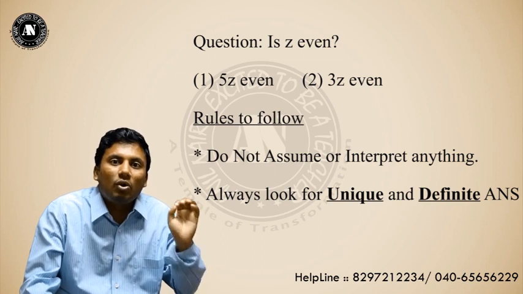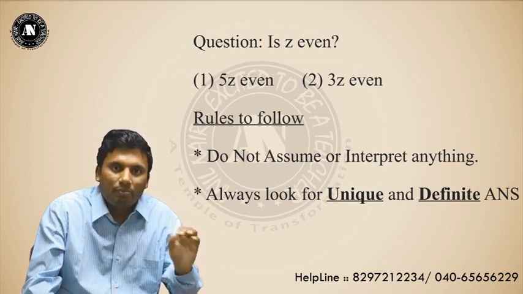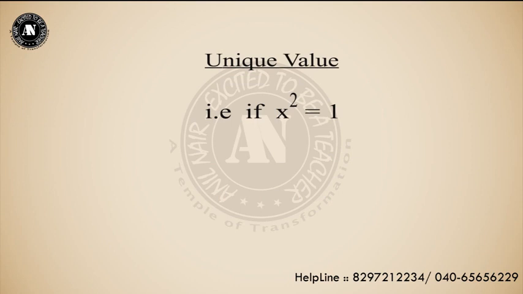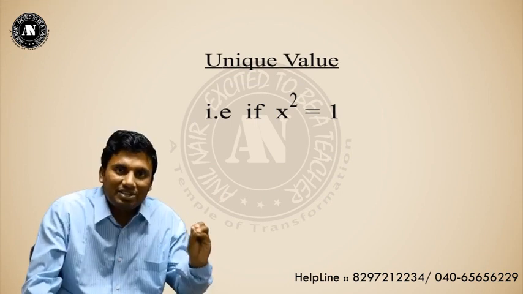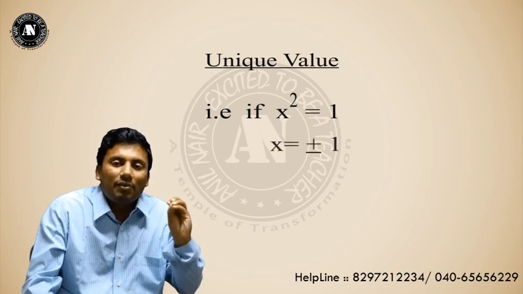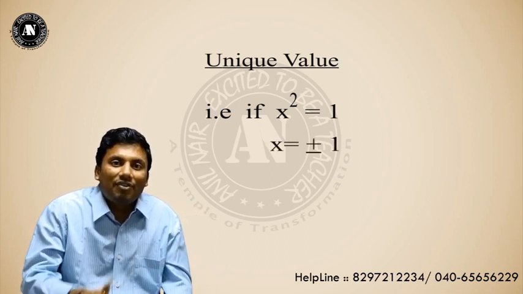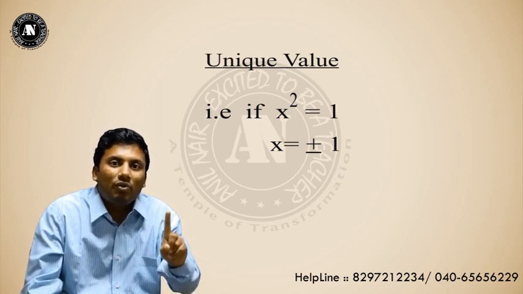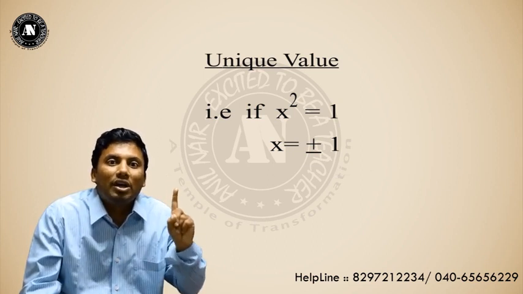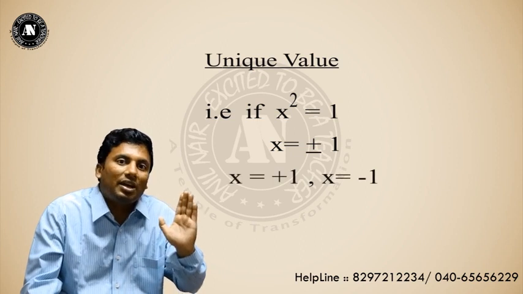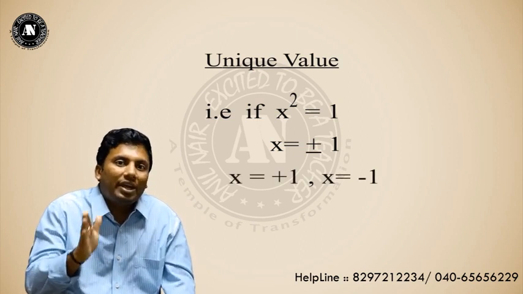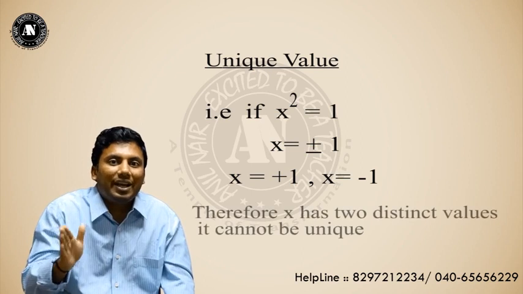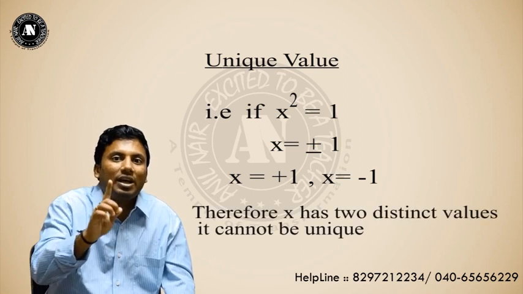Unique answer, what does that mean? For example, x square equals 1. If x is an integer, x will give plus or minus 1. For x square equals 1, x does not have a unique value. x has got two values, that is plus or minus 1. Unique value means the variable should take a singular numerical value.